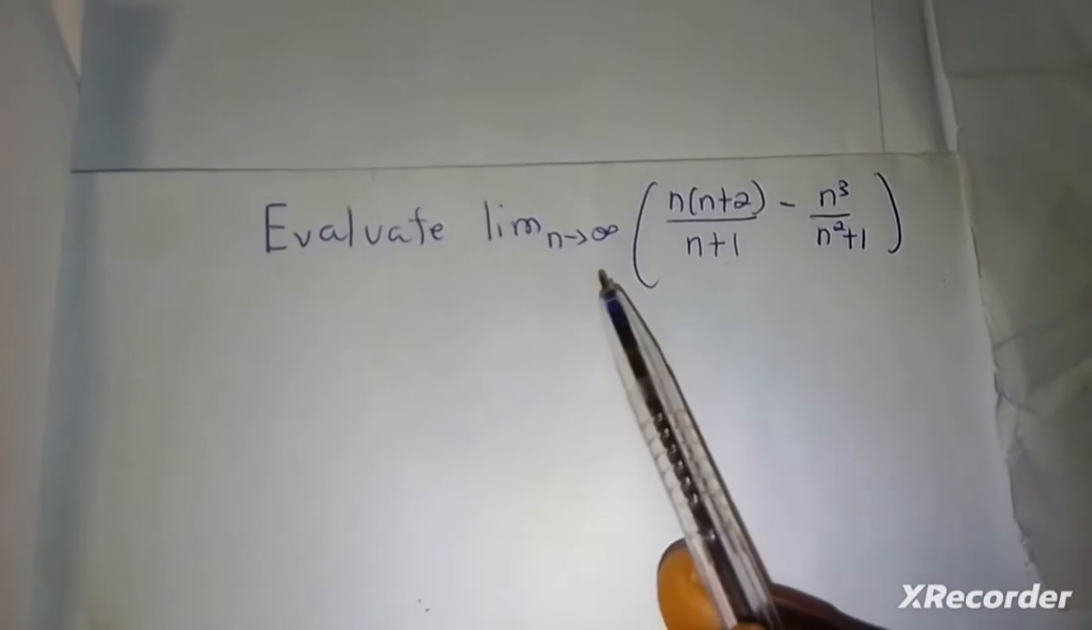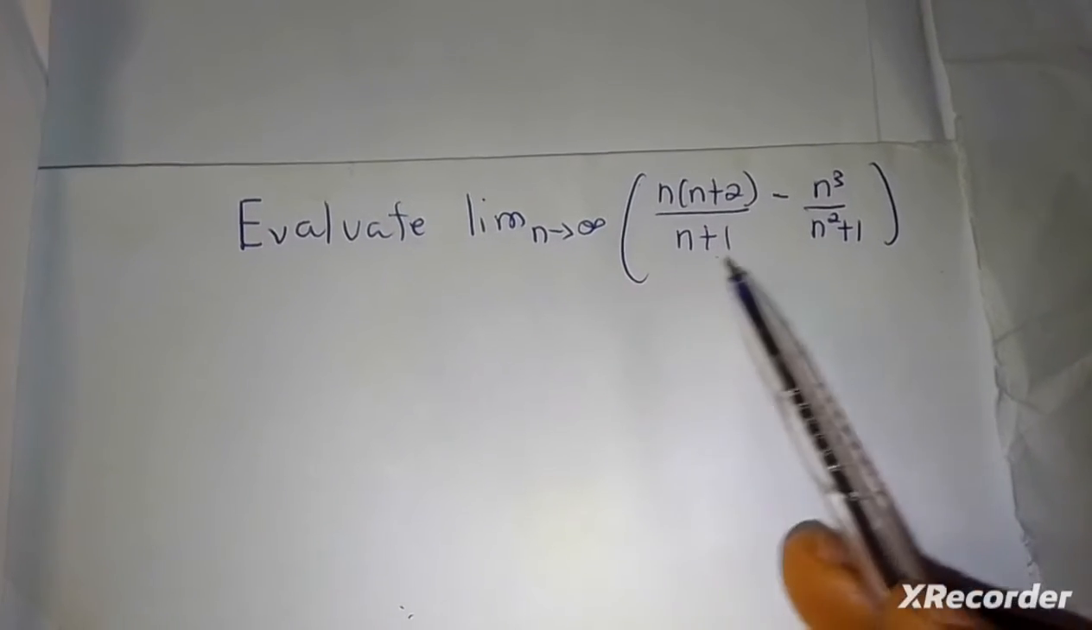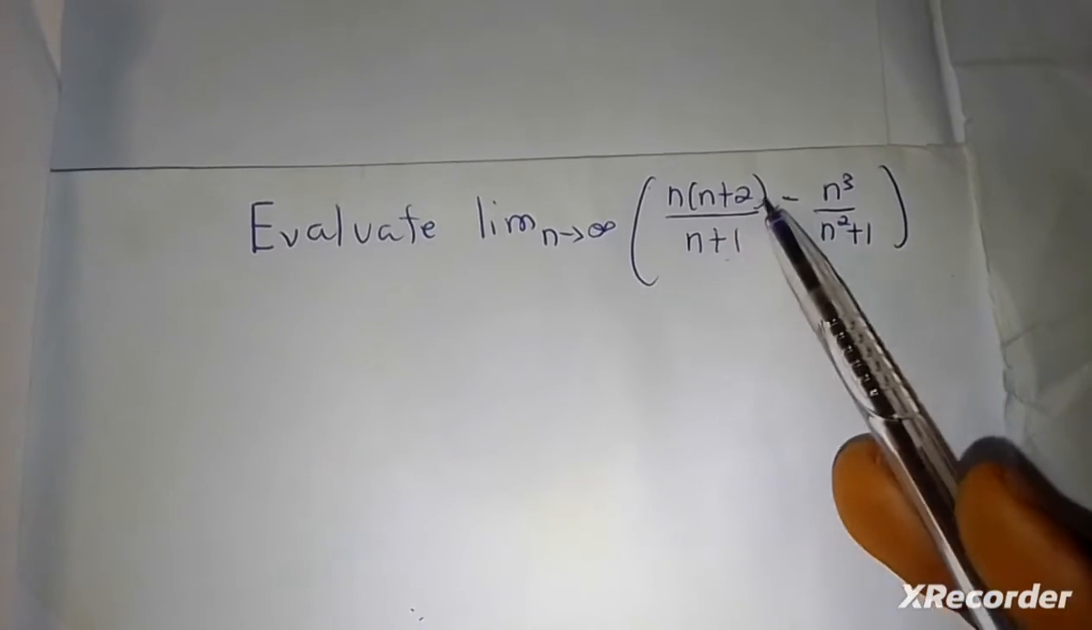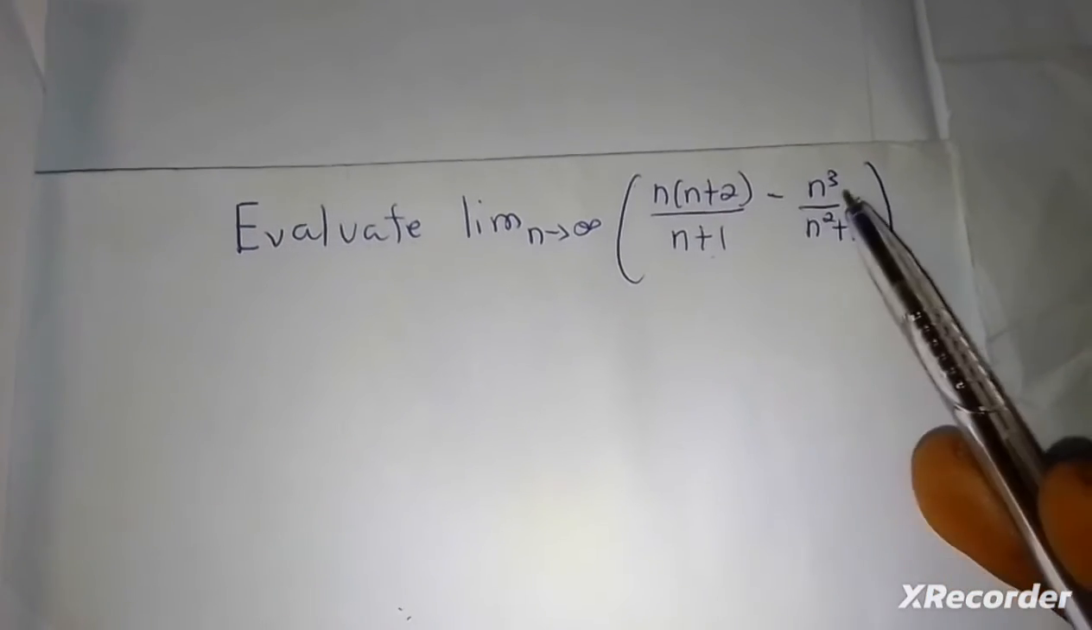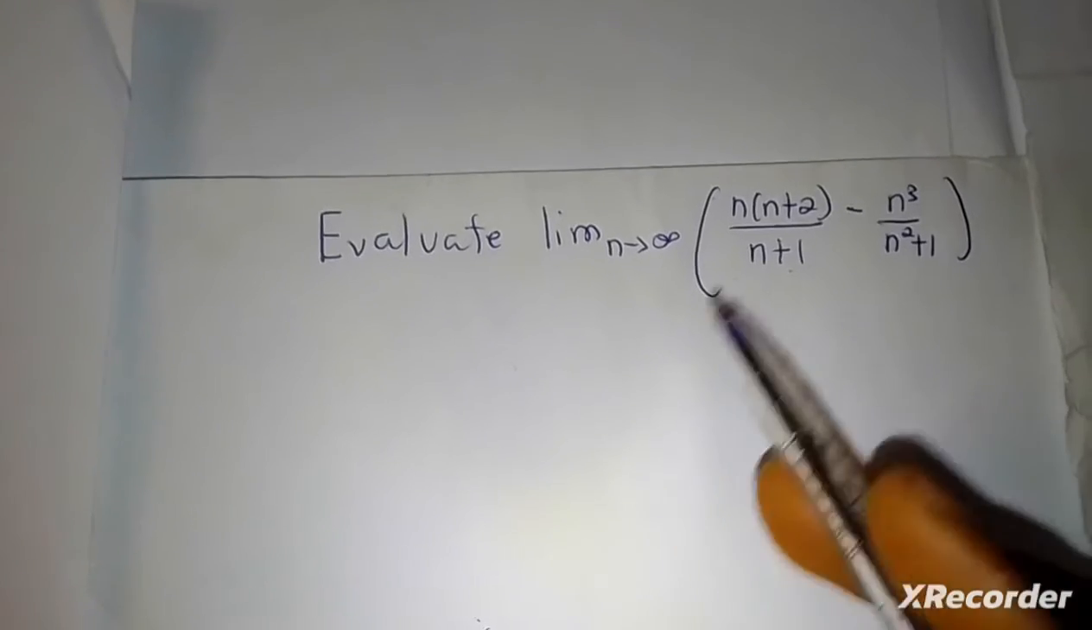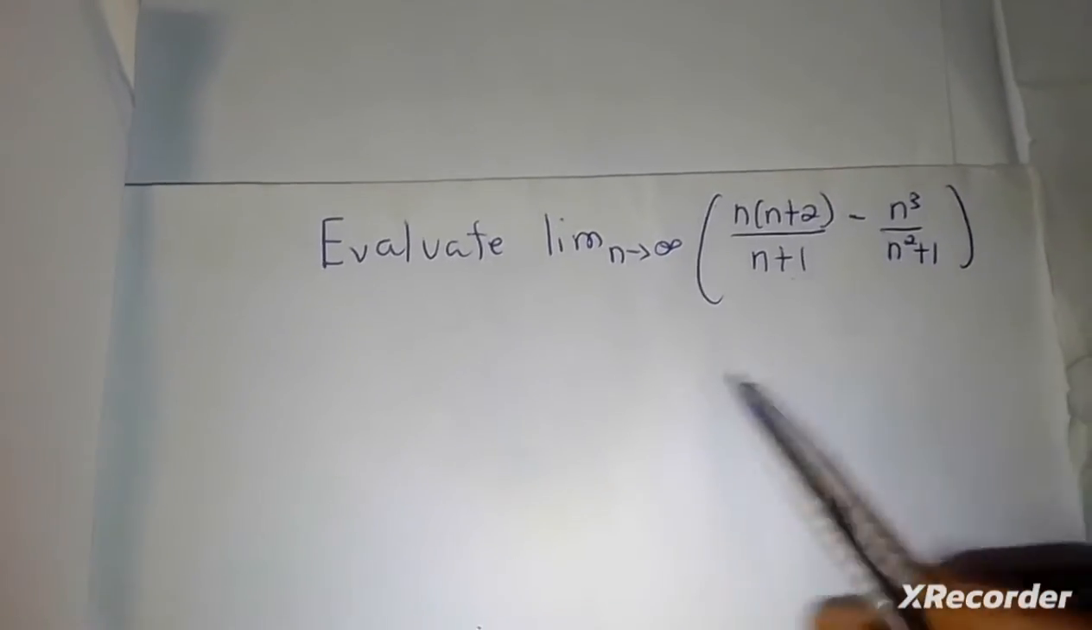So evaluate the limit as n approaches infinity of this expression: n multiplying (n plus 2) all over (n plus 1), minus n cubed over (n squared plus 1). So to find the limit, let's simplify this expression here.